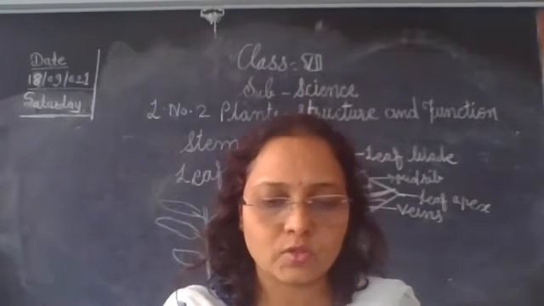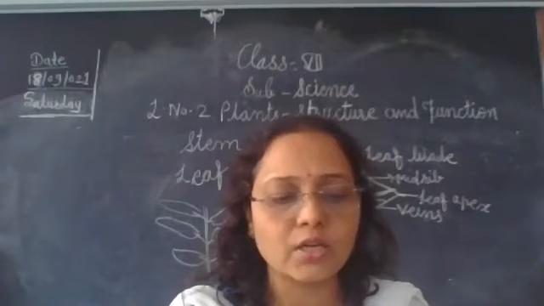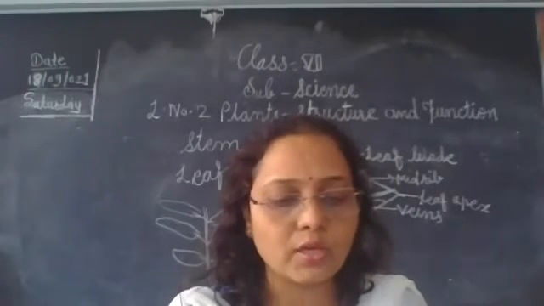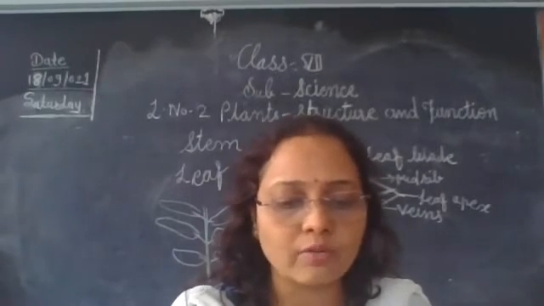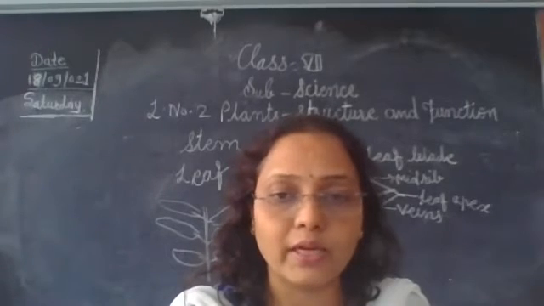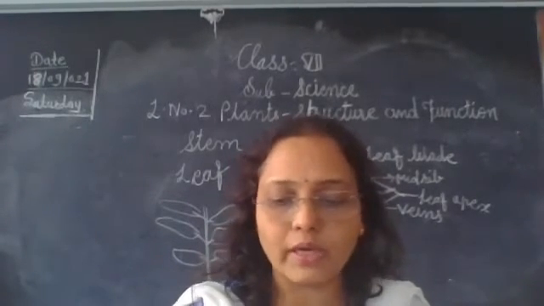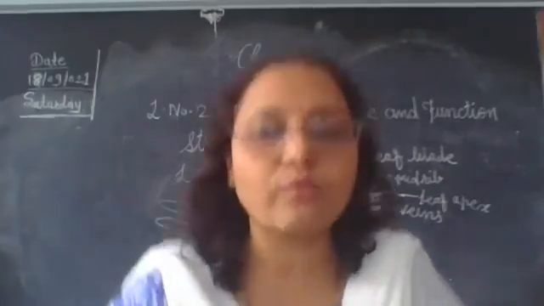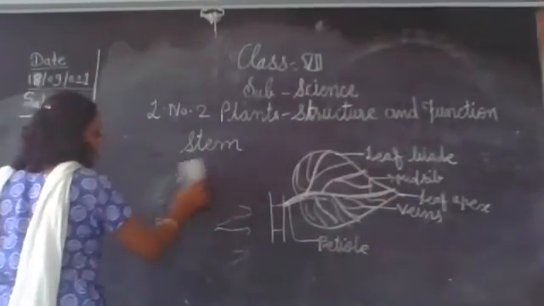Okay. So there are two types of venation present on the leaves. If you observe the peepal leaf, it is divided into two equal parts by a single midvein which lies along the midline. So see, according to venation, the leaves are of two types.